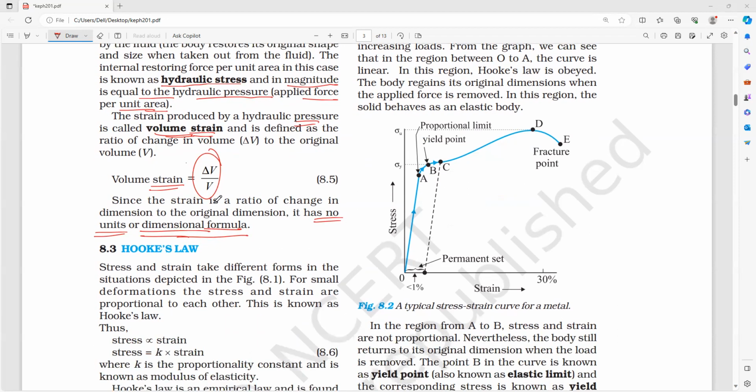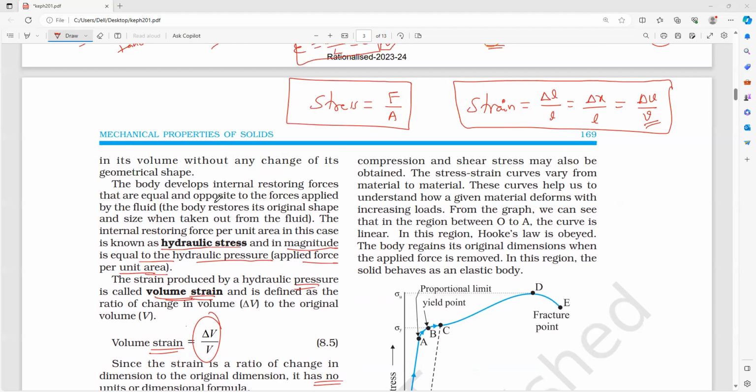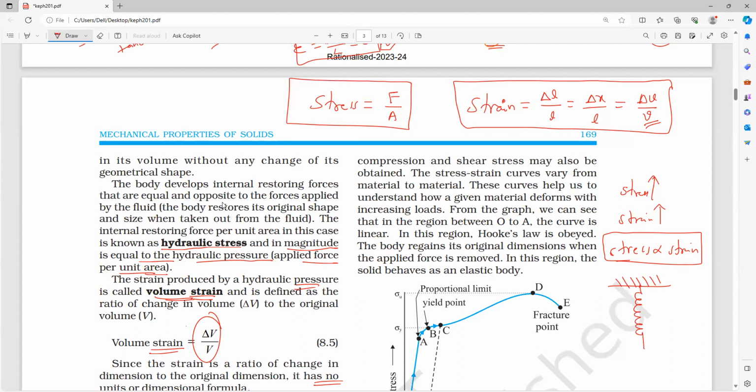Now, as I said, everybody, remember the stress and strain are always directly proportional to each other. If the stress increases, then strain also increases. Now, if you notice, for example, if I take a spring, where the spring is attached, there is a capacity for the spring. So I attach some amount of mass m.